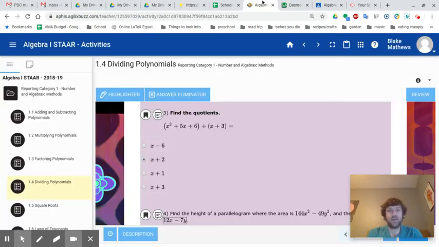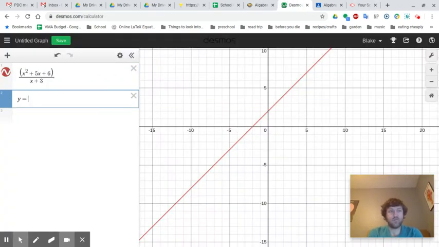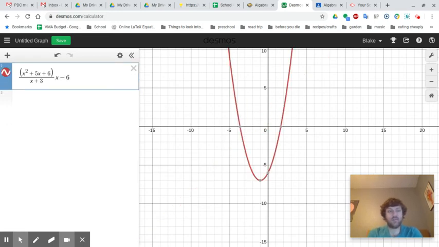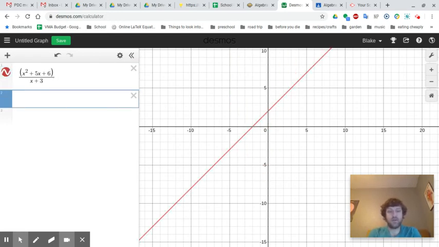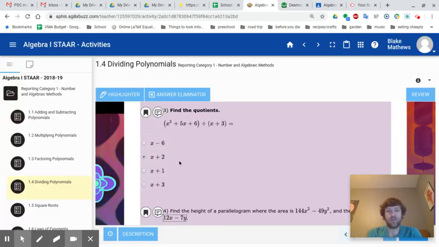And then we go down to our answer choices. x minus 6. Oh, again, I need to be careful. x minus 6. Okay, not the same. x plus 2. Green and red are the same. So that's why x plus 2 is the answer.